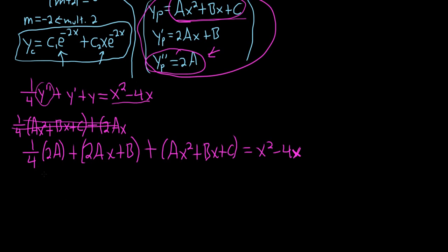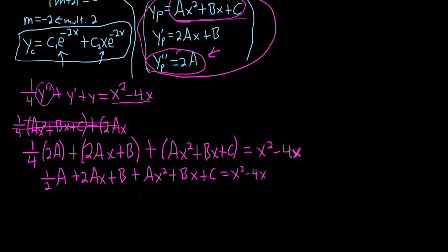Let's distribute. So 2a over 4 is 1/2 a. And then this is plus 2ax plus b, plus ax squared plus bx plus c. And that's equal to x squared minus 4x. Okay. I think there's nothing we can really combine. I think now we can just start equating coefficients. We're in a good place.